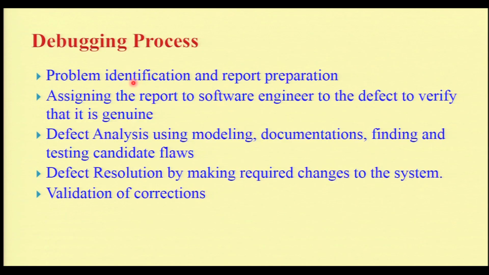The problem has to be identified and the report has to be prepared. So, the debugging process lies in problem identification and report preparation, assigning the report to a software engineer to verify that the defect is genuine. The defect analysis uses modeling, documentation, finding and testing candidate flaws. The defect resolution is by making required changes to the system, and validation of correctness. So, these factors speak about the debugging process.